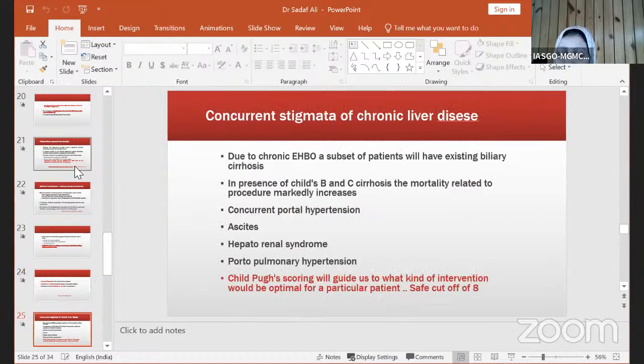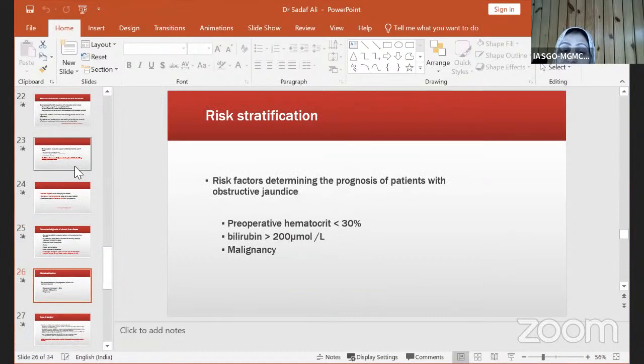So many of these patients may be having a concurrent stigma of chronic liver disease. These patients, if they are actually Child's B and C cirrhosis, the mortality related to procedure would be very high. So you have to look into signs of concurrent portal hypertension, ascites, hepatorenal syndrome, portopulmonary hypertension. The simple Child-Pugh scoring system can be a good guidance for planning an intervention. What intervention would be optimal for which patient?